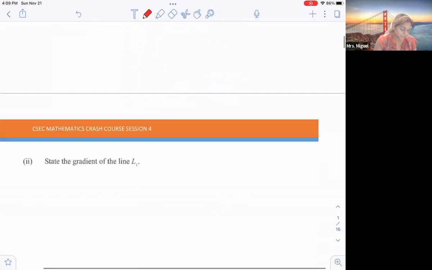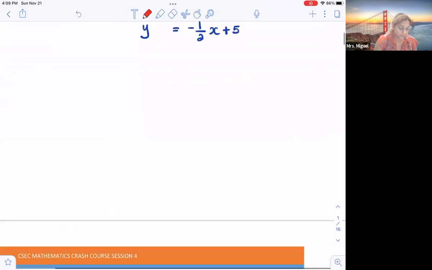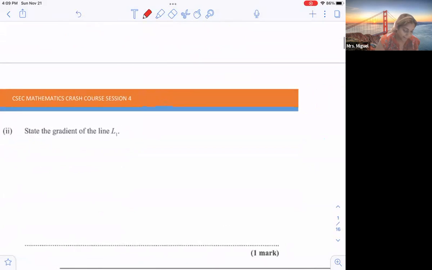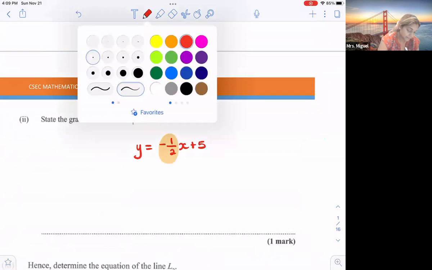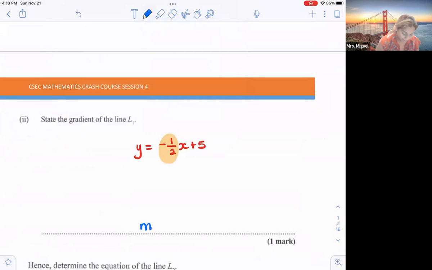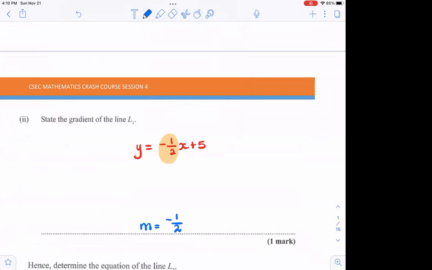The next question, state the gradient of L1. Well, the line is y equal to negative a half x plus 5. This here is my gradient. So therefore, m is equal to negative a half. M is the gradient, yes.